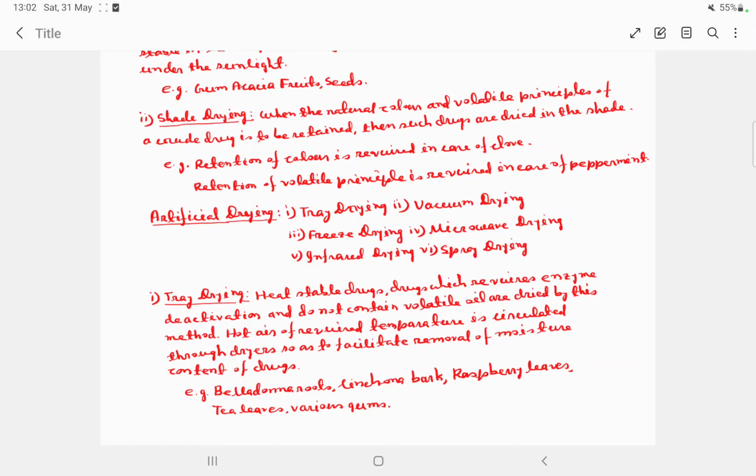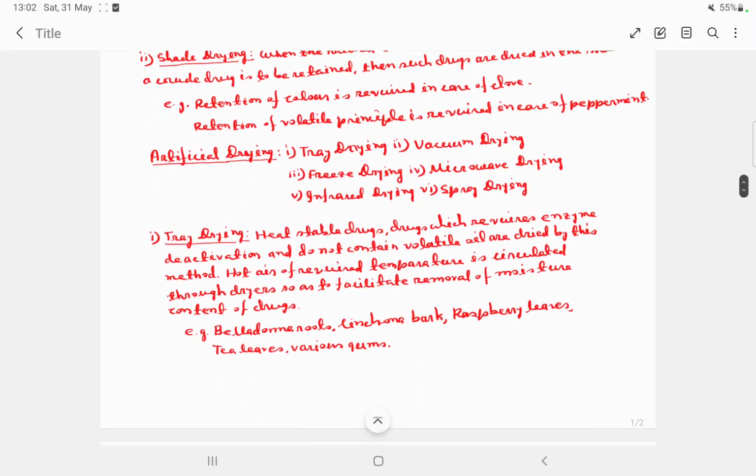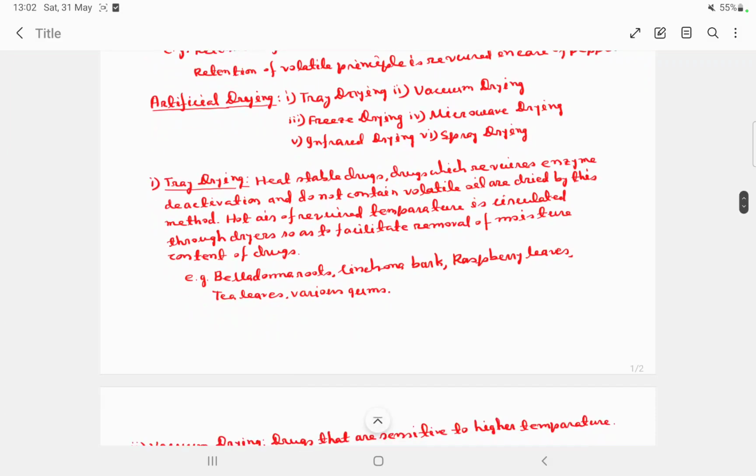Artificial drying. Artificial drying processes are carried out basically in ovens, and some other processes are there. Some rays are also used. First of all, there is tray drying, vacuum drying, freeze drying, microwave drying, infrared drying and spray drying. Tray drying: heat stable drugs which require enzyme deactivation and do not contain volatile oil are dried by this method.